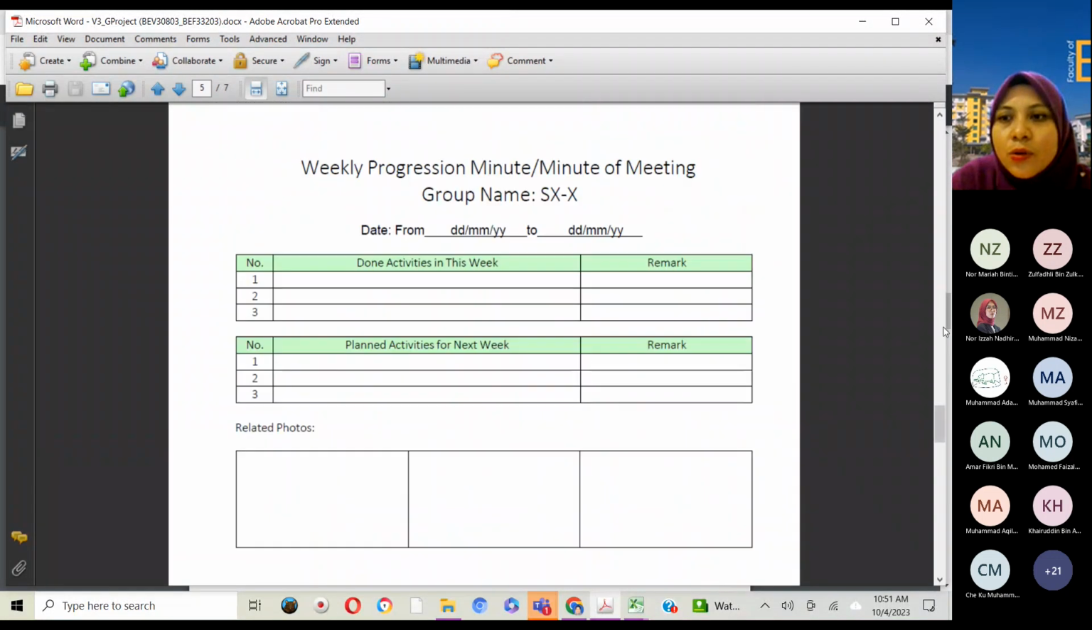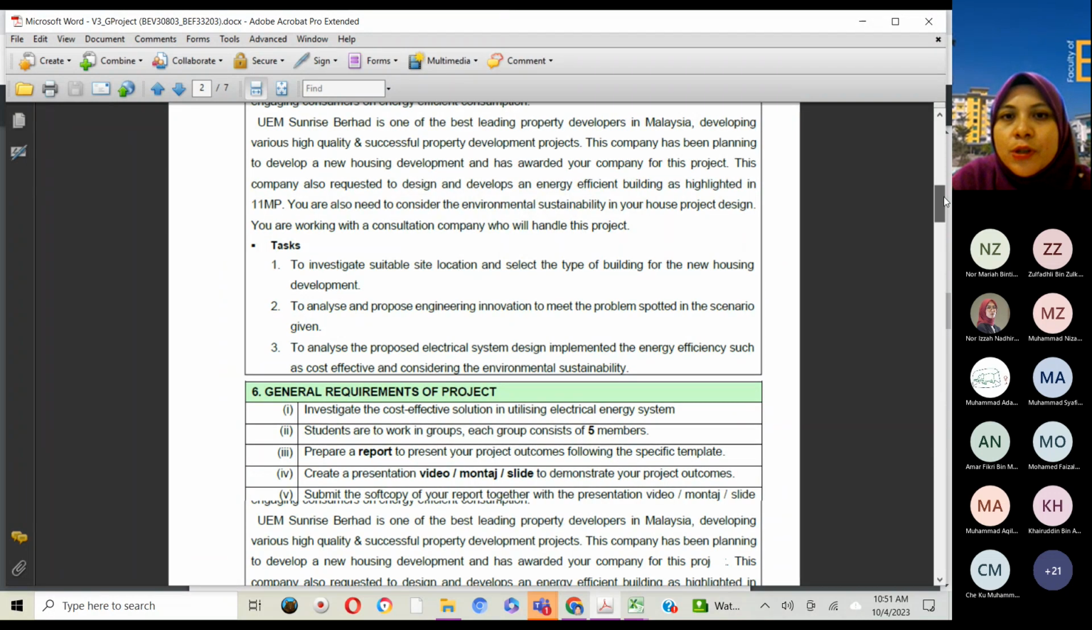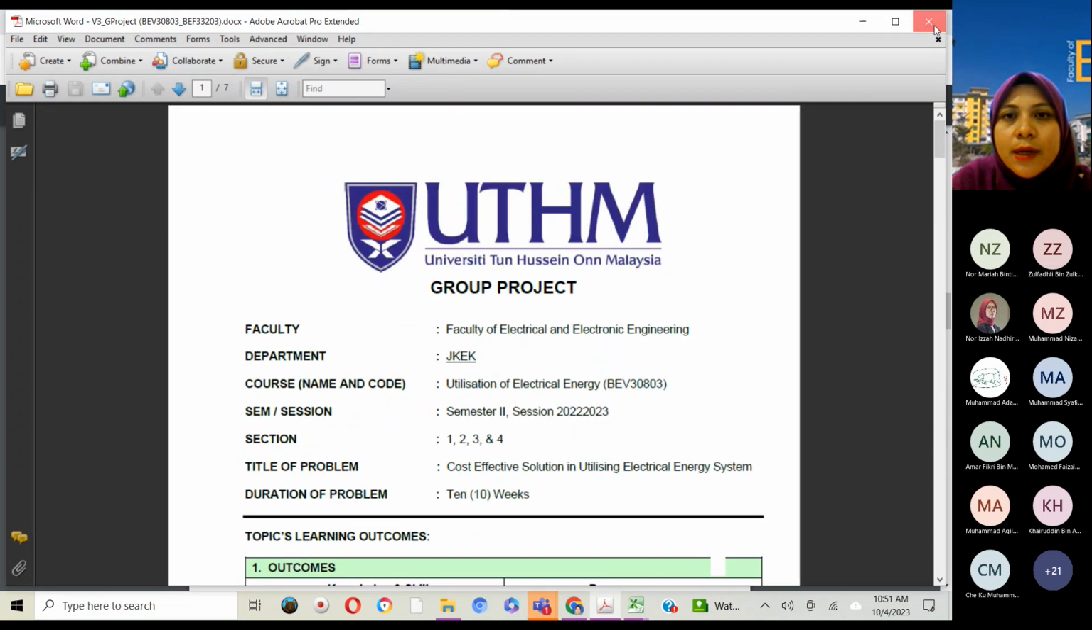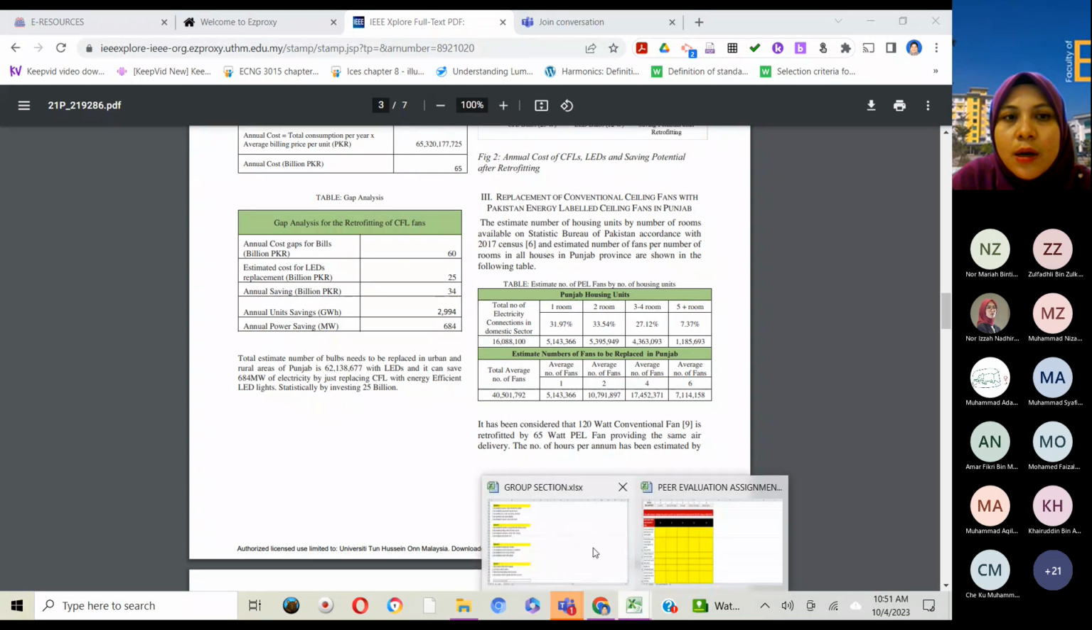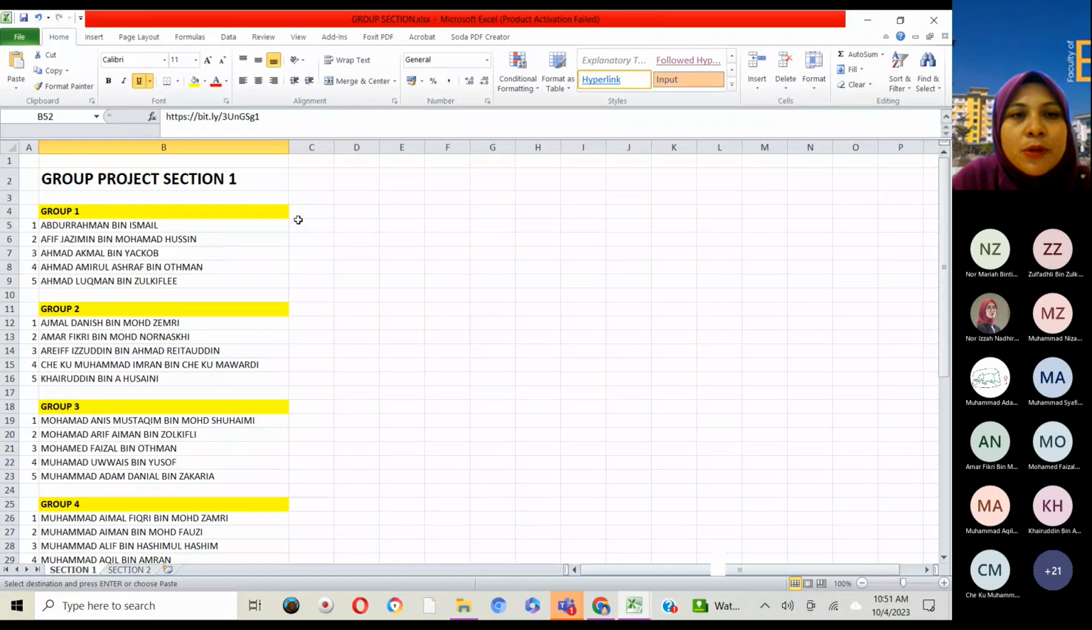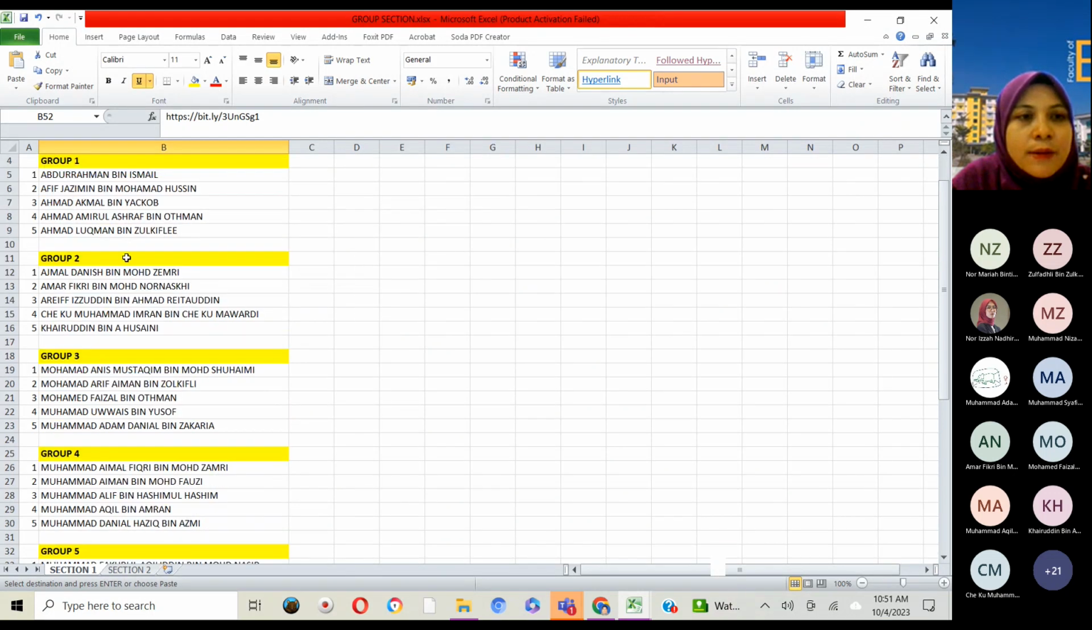Okay. So it's regarding the group project. Alright, so next is your group project section. Section 1. So group 1 is Abdul Rahman, Afif, Jazimin, Ahmad Akmal, Ahmad Amirul, Ahmad Lukman. This one is group 1.